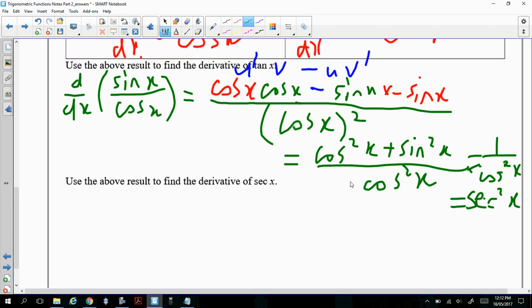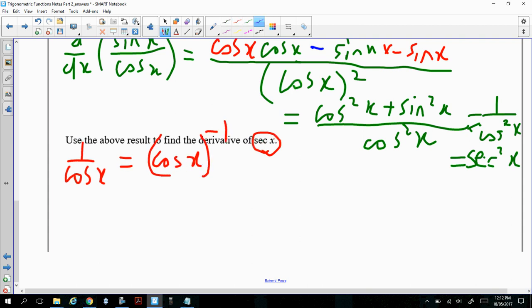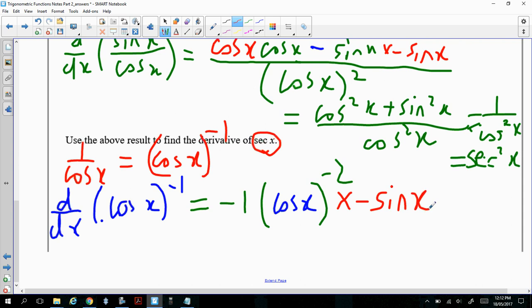We can also find the derivative of sec x. Again, we use the definition that sec is 1 over cos, which can be written as cos x to the power -1. So we can just use the chain rule to differentiate sec x. The chain rule says you bring the power down, subtract 1 from the power, and then multiply by the derivative of cos x, which we just found out to be negative sine x. And then you can simplify that.